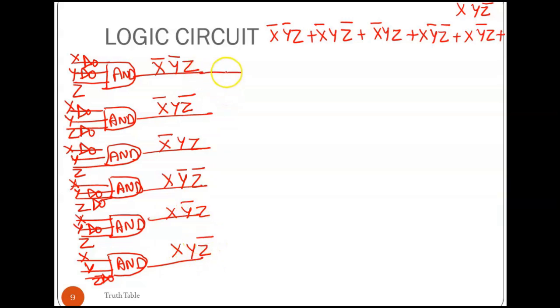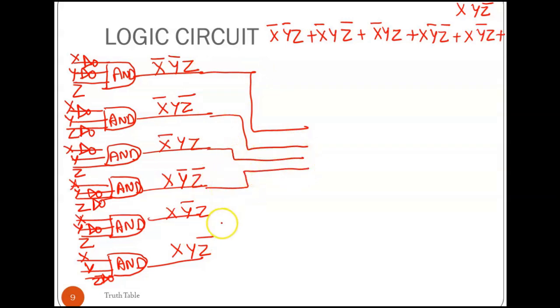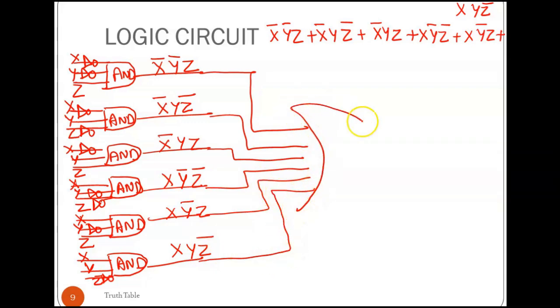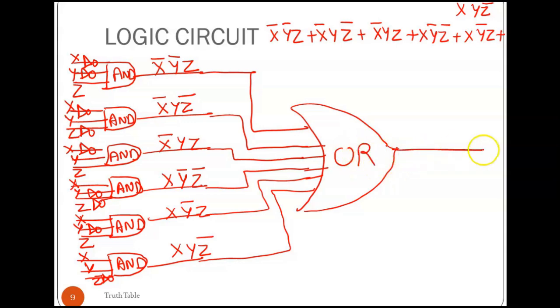Z bar. Now take out all these and we have to just make them closer to each other so that easily we can draw one OR gate and we can join all these together. So this is a big OR gate here and you can just draw it properly. When you draw it on a paper, you will be able to draw it in a proper way, and this is the final output.